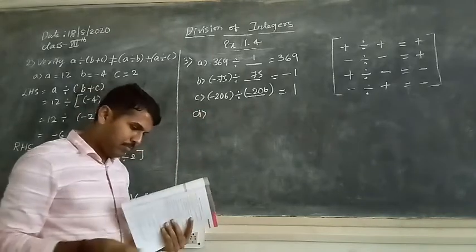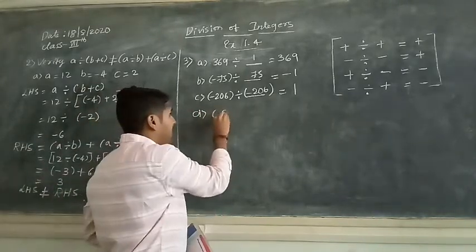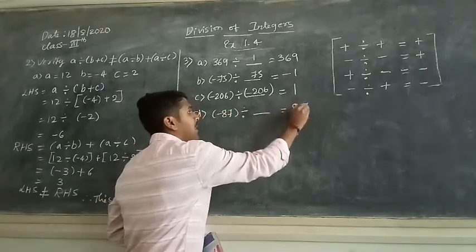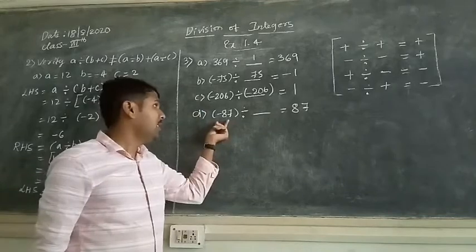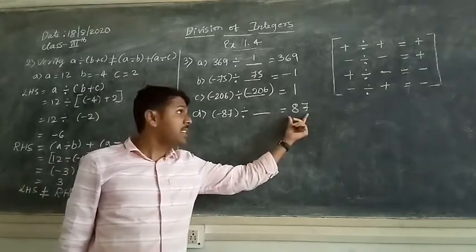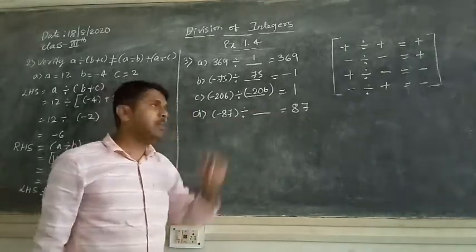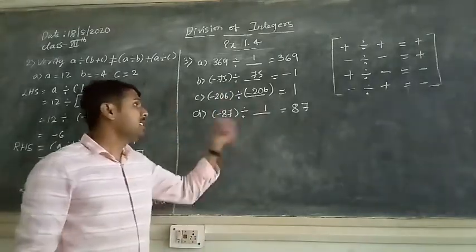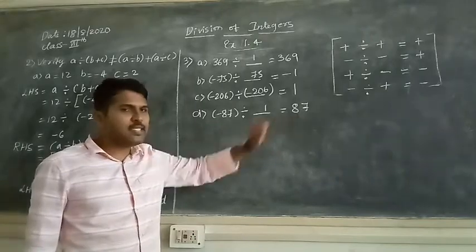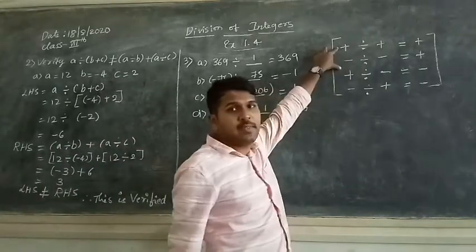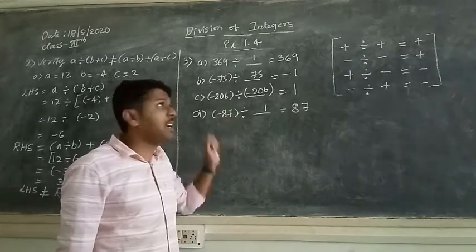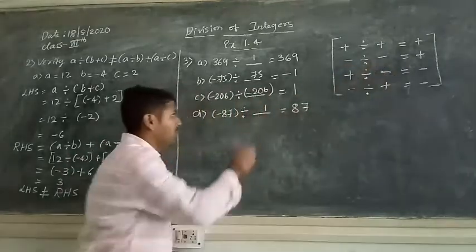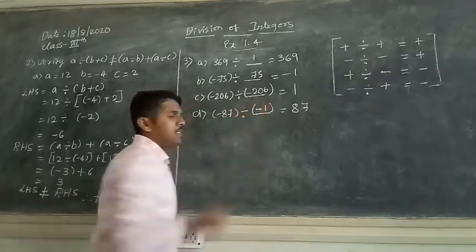D. Minus 87 divided by blank equals 87. So here one integer is there, the resulting integer should be the same. So what will be the integer here? 1. Okay. Now check the sign. Resulting sign is plus. Two rules are satisfying. First integer sign is minus. Minus means here also minus. So this one is minus 1.